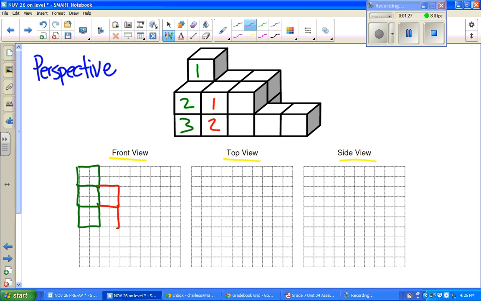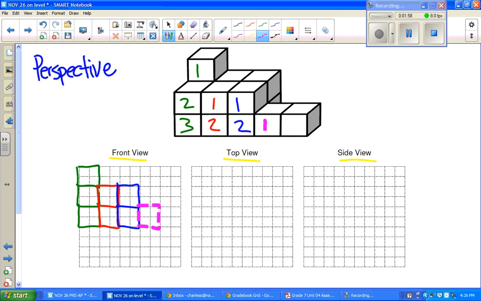1, 2. Moving on to the next column, we have 1, 2. Drawing those cubes in a different color so you can see. Now to the next column, we only have 1. So that's all we're going to draw in our front view, is 1.